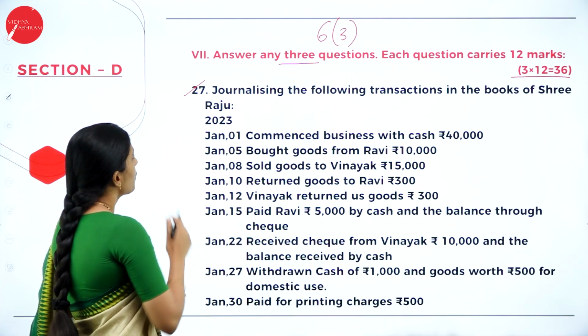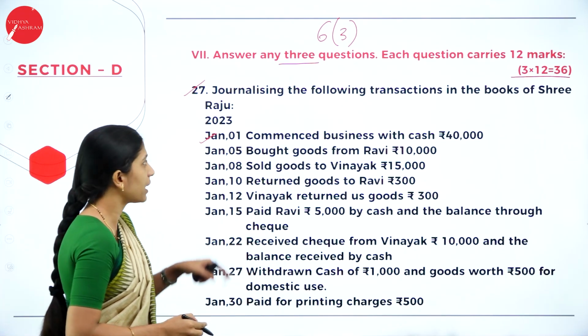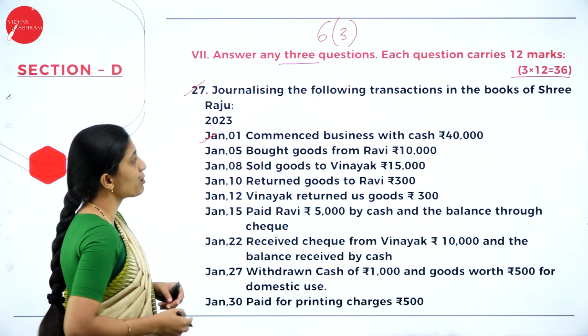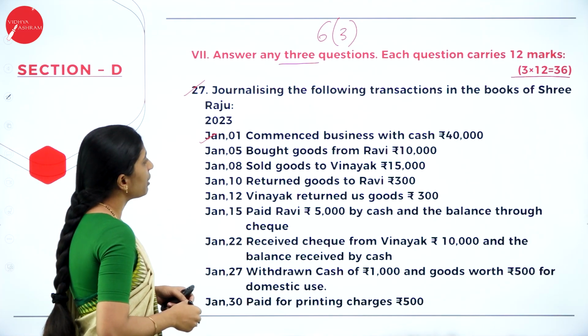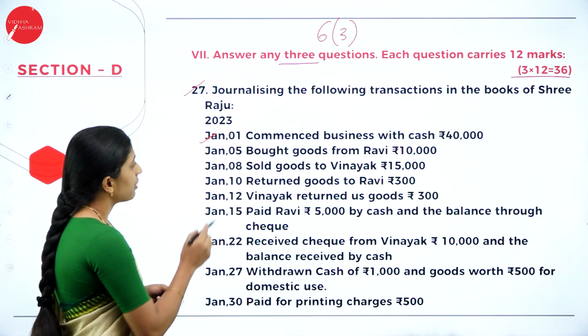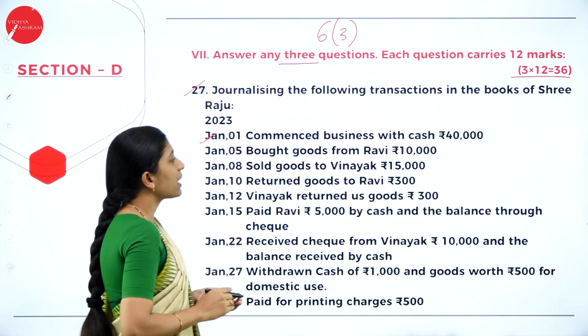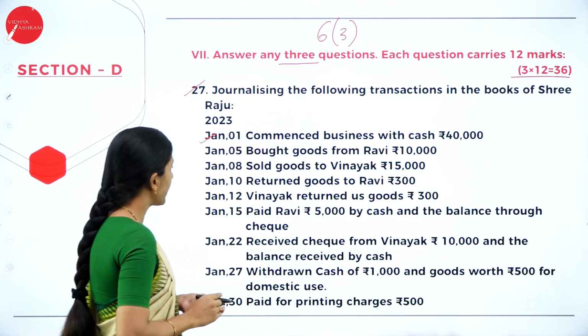Now let us see. 2023 January 1st, commenced business with cash rupees 40,000. January 5th, bought goods from Ravi rupees 10,000. January 8th, sold goods to Vinayak rupees 15,000. January 10th, returned goods to Ravi rupees 300. January 12th, Vinayak returned goods to us rupees 300.